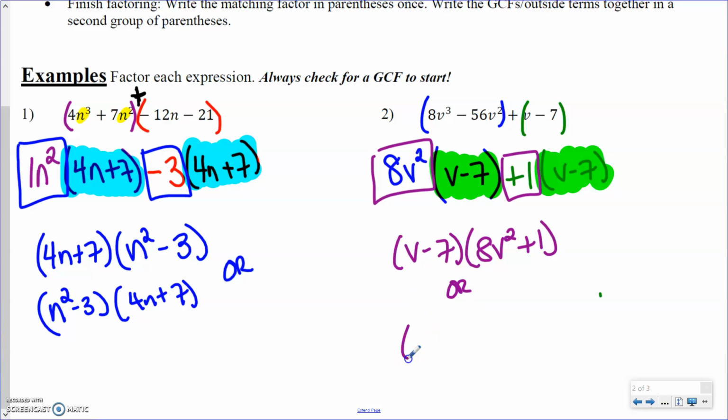Again, you can switch the order. That does not change your answer as long as your groups don't change at all. So I still have to have 8v squared plus 1 in one group and v minus 7 in the other group.